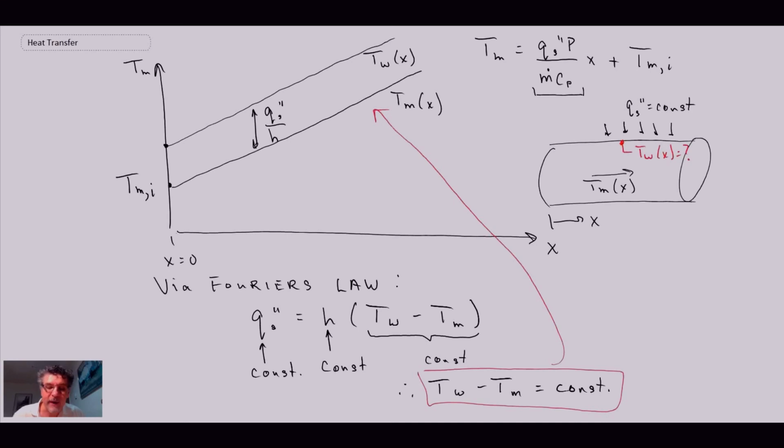What we'll be doing in the next segment is taking a look at what happens when we have a constant wall temperature versus a constant heat flux boundary condition.